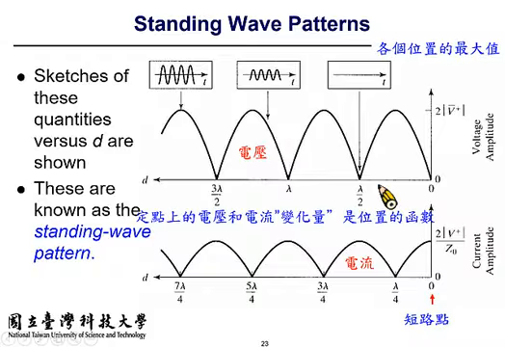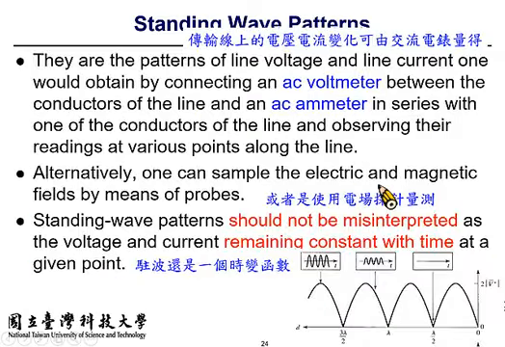The maximum current goes up and down at different positions. However, the so-called current node appears at odd multiples of quarter wavelengths. So here we have lambda over 4, 3 lambda over 4, 5 lambda over 4. This result can be confirmed with measurements.